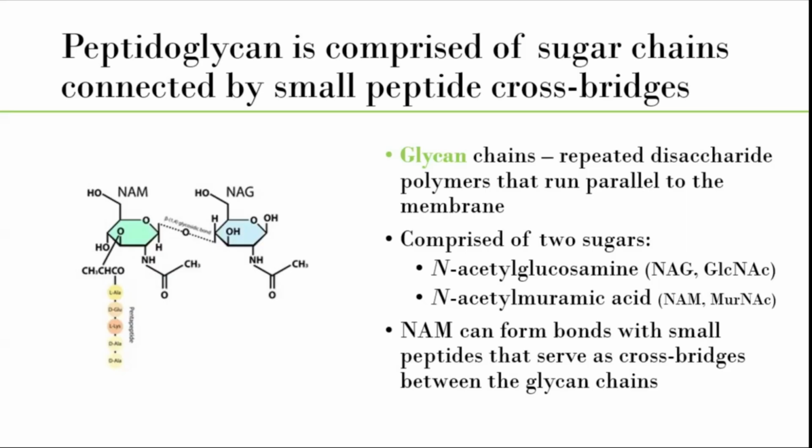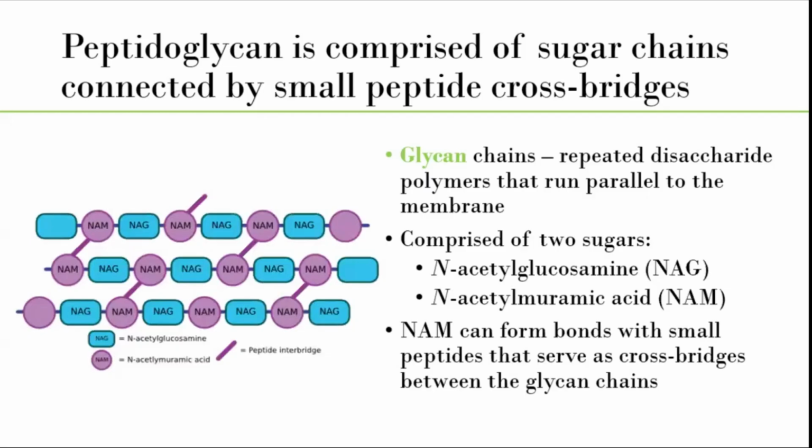So what are we looking at here exactly? We have repeated NAG, NAM, NAG, NAM, NAG, blah, blah, blah, and they make a long chain. Right next to it, you will have a second long chain, and then a third, and this will wrap all the way around the cell. But we want to connect these. So the NAMs can connect to each other using that little peptide. And that brings these two chains together and holds them stable. And all of this is running parallel to the cell membrane. So this is the cell membrane going around, the cell wall comes right on top of it.